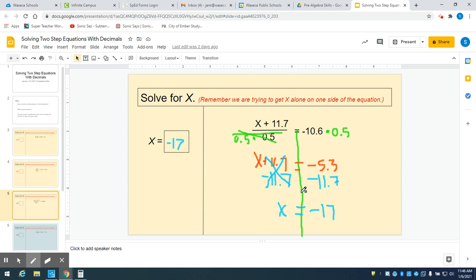So that's how you guys will be doing this. It's the same method as we did yesterday. It's the two-step equations. You're using the inverse or opposite operations to undo stuff. The only difference in today's lesson was the decimal points. But that's why I'm letting you guys use a calculator today, so you can use a calculator to do your calculations.